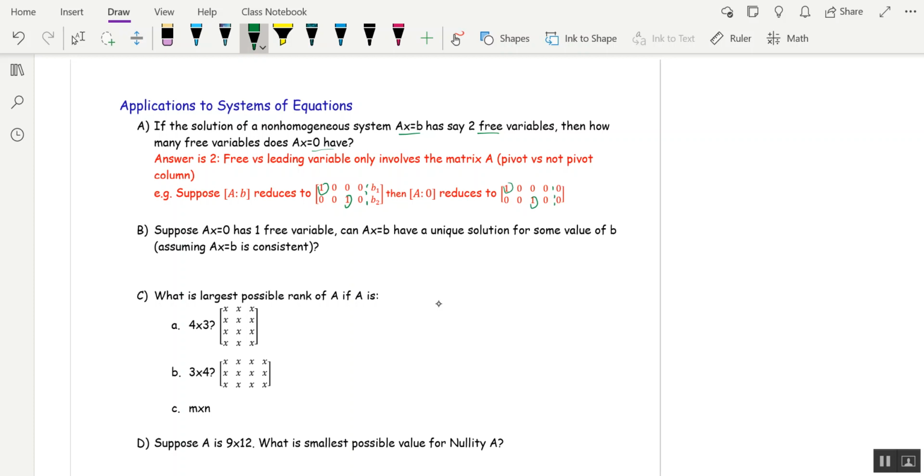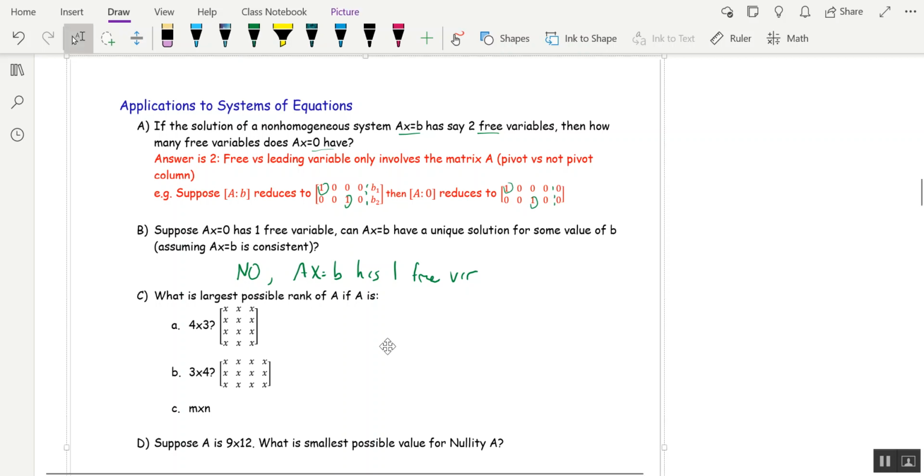So use that fact to answer the next one. Suppose AX = 0 has 1 free variable. Can AX = b have a unique solution for some value of b? The answer is no, since AX = b has 1 free variable. If it has 1 free variable, that means infinitely many solutions. It can't have a unique solution. The only way it could have a unique solution is if there are no free variables. The only way that could happen is if AX = 0 had no free variables.